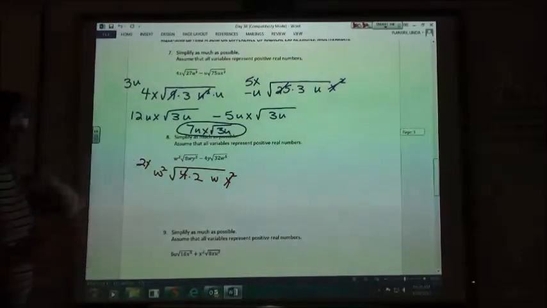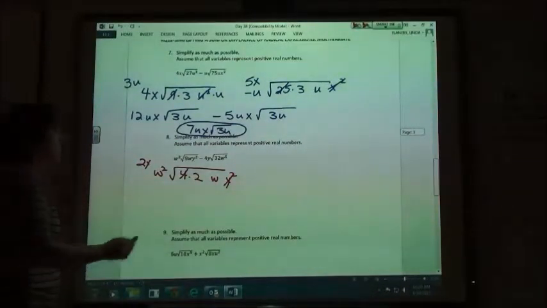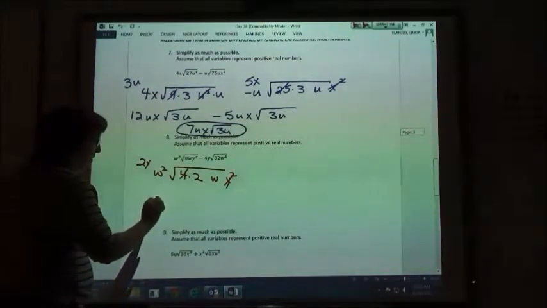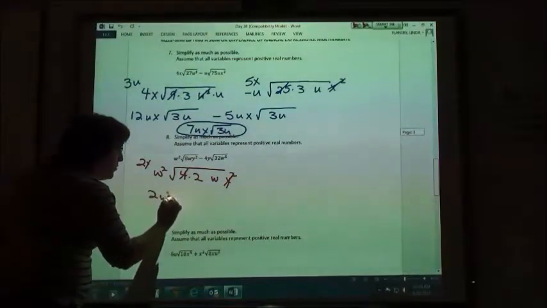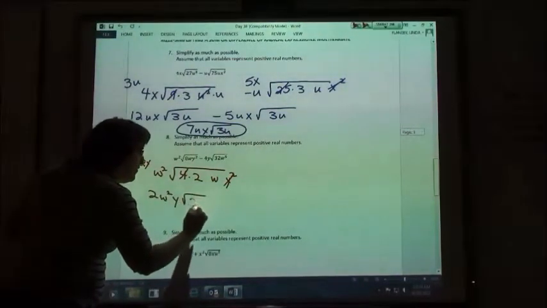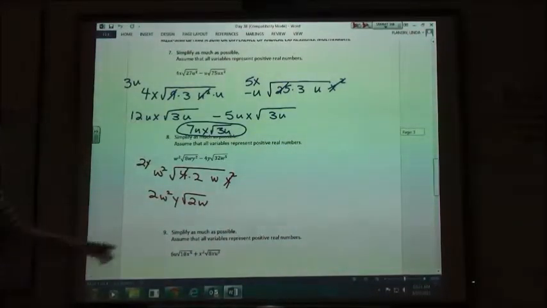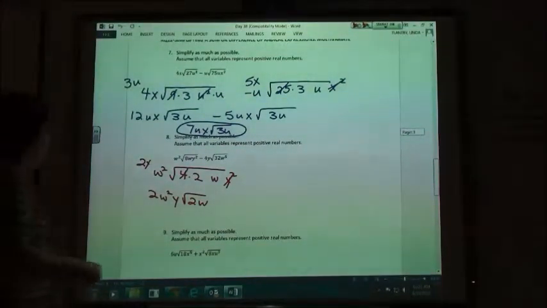So I'm going to have 2w squared y square root of 2w. Now if you put yw squared, it's okay just as long as you're consistent. Normally we put them alphabetically so we recognize our like terms.